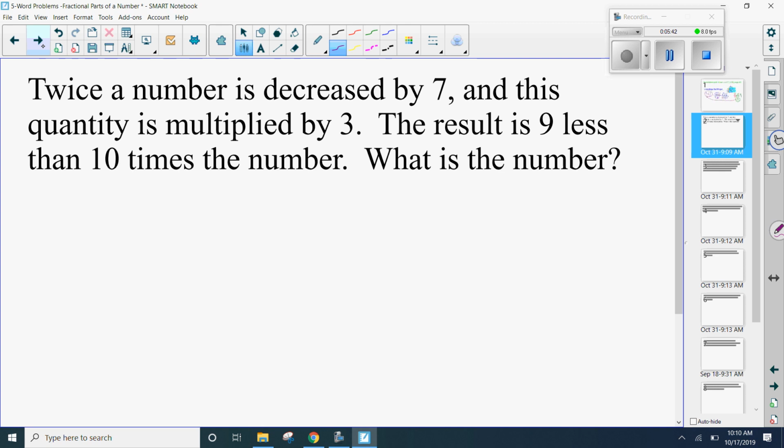Nope. What is? Is or was? An equal sign. Yep. That's going to refer to equals. So what we want to do is take this and convert this over. So I'm going to break it into parts.